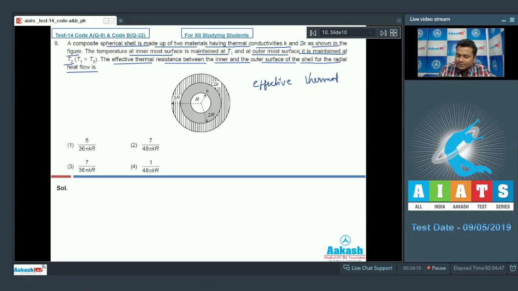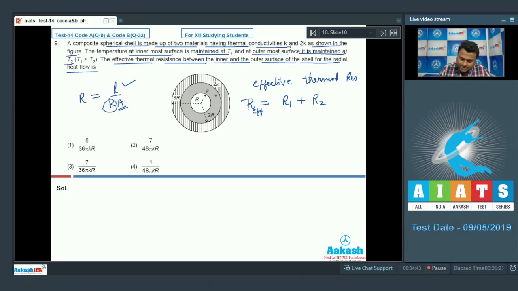Effective thermal resistance R. This R is not radius, mind my words. This is effective thermal resistance. Let us call it R effective, which will be given as R1 plus R2. Now this R1 can be calculated as, we know very well, R is given by L upon K A, where L is length, A is area, K is thermal conductivity, which is given as K and 2K for the structures.